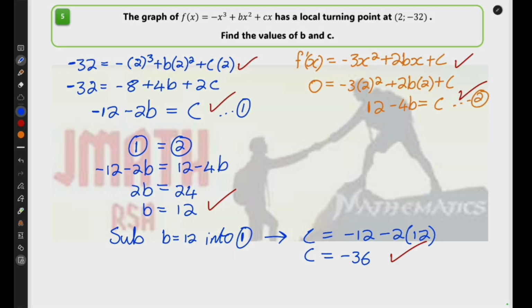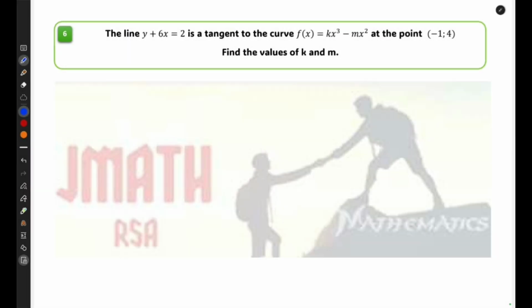So 6 marks again. The final question, question 6. The line y plus 6x equals 2 is a tangent to the curve of fx at the point minus 1 and 4. Find the value of k and m.